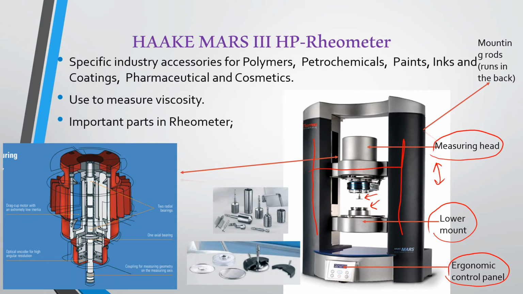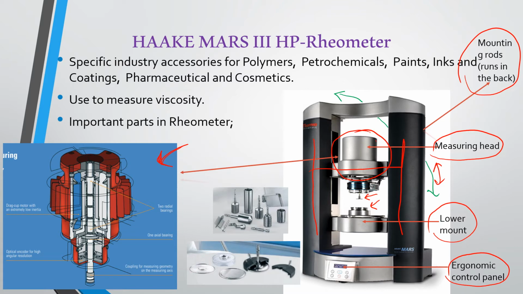And the other important part is the mounting rod. These mounting rods run in the back of the instrument. These are for the temperature controls and test chambers. And this is the basic structure of the instrument, and this right here represents the side cut of the measuring head. If we cut this measuring head into 2 side pieces, it's going to look like that.